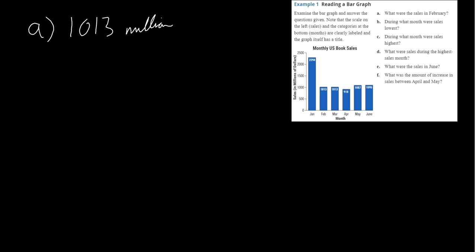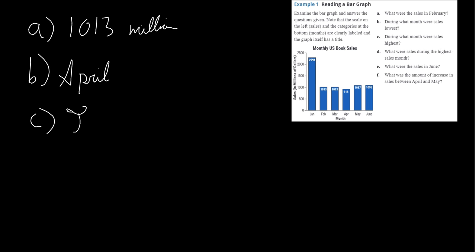Something doesn't seem right about that million, does it? I don't know if that's any better. Whatever. So during what month were sales the lowest? We look for the smallest number, and it looks like it's going to be April. During what month were sales highest? That's an easy one. That is definitely going to be January.